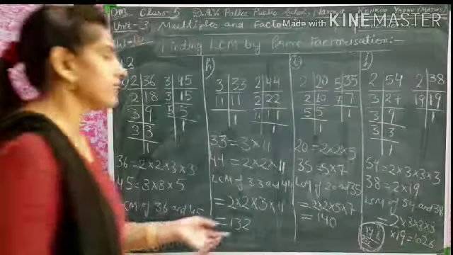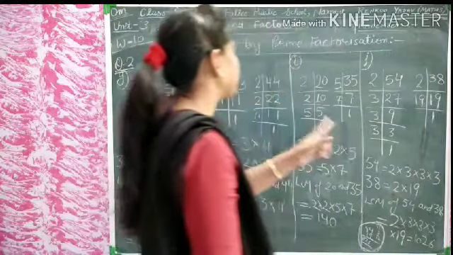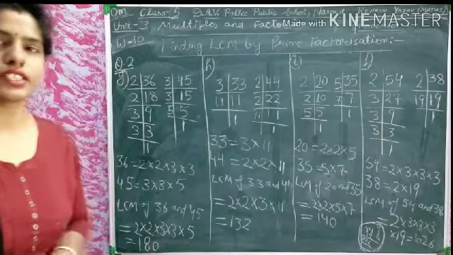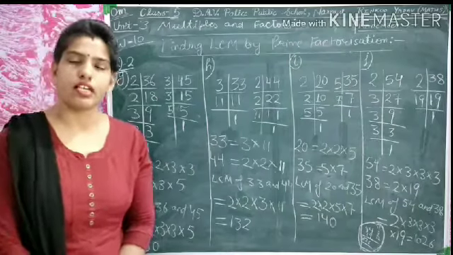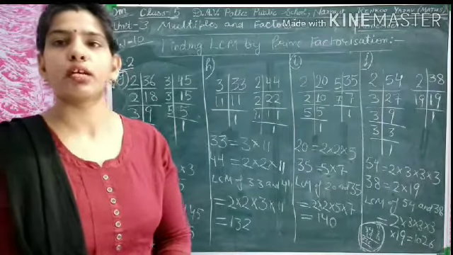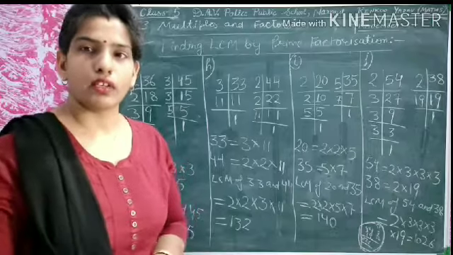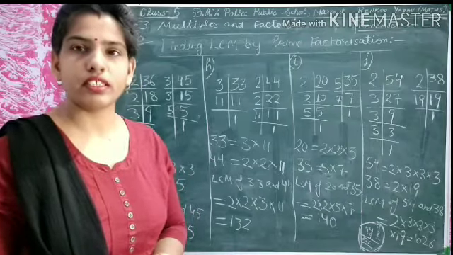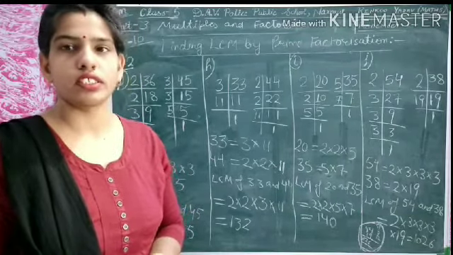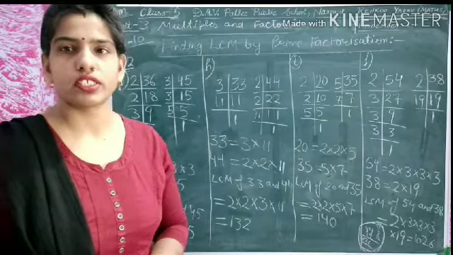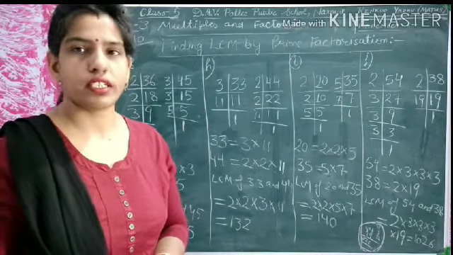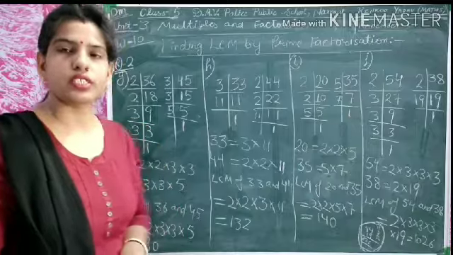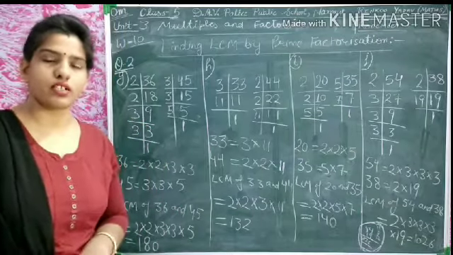The LCM is 1026, and these are the questions of prime factorization, finding LCM by the prime factorization method. I hope you have cleared this method after doing all these questions. There are so many questions we have done here, so its method is clear. Okay students, do revise this exercise and do revise this chapter.